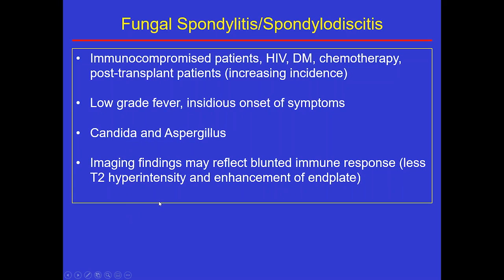And so the key here in trying to at least include fungal in your differential is that the imaging findings may reflect the blunted immune response. So these patients may not be able to mount a significant immune response, and therefore they may have less T2 hyperintensity and edema of the end plates, less enhancement of the end plates, and less destruction because they're not able to mount that immune response.